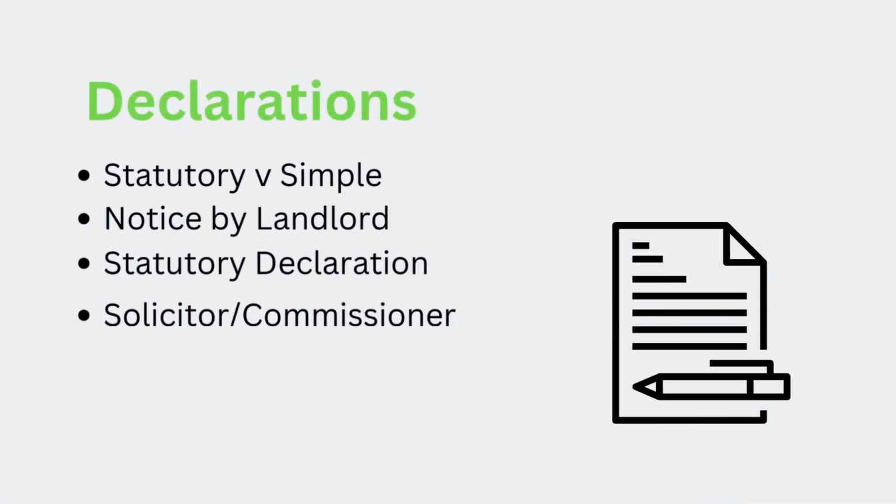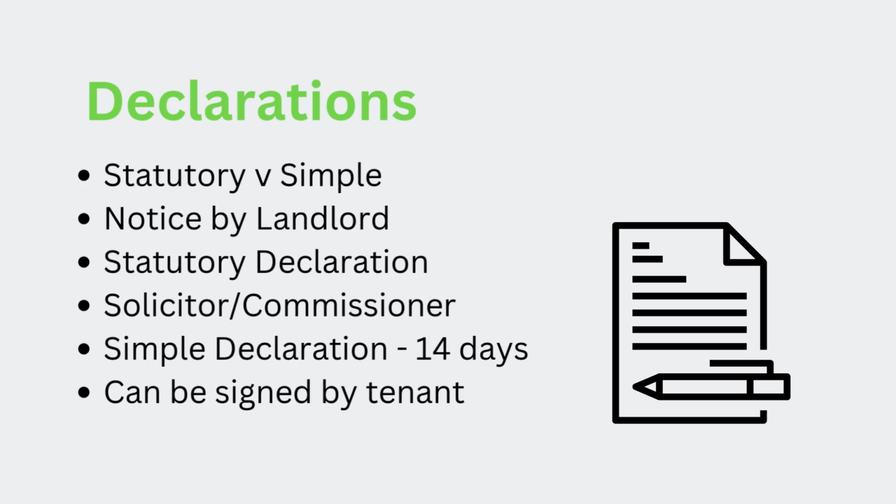Declarations. These can either be statutory declarations or simple declarations. These are subject to the notice by the landlord and the relevant lease provisions. Firstly, a statutory declaration. This is a formal declaration which has to be done in front of an independent solicitor or a commissioner of oaths. Once that has been done and evidenced to the landlord, the grant of the lease can happen.